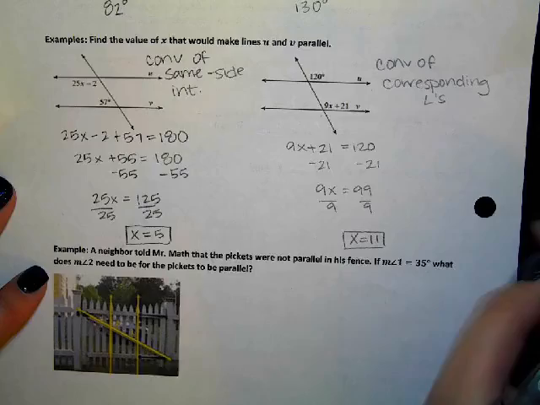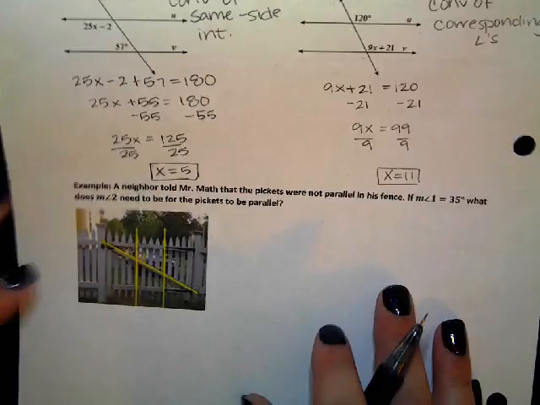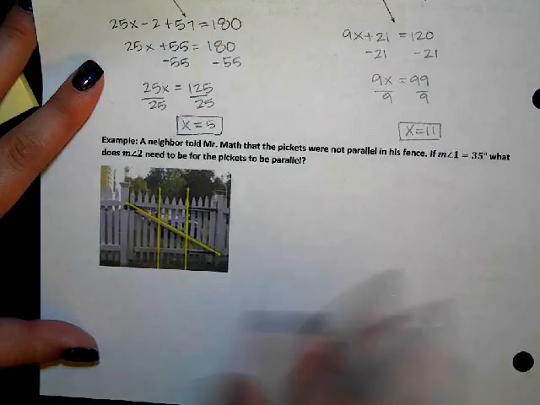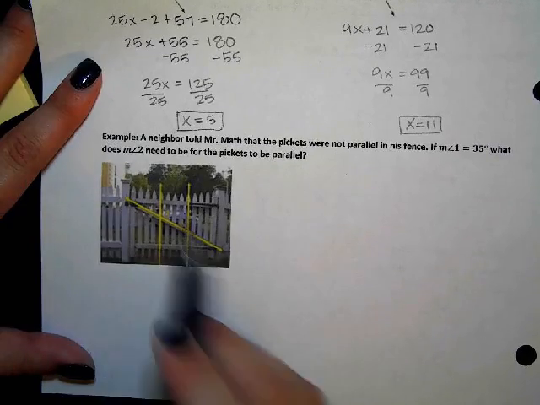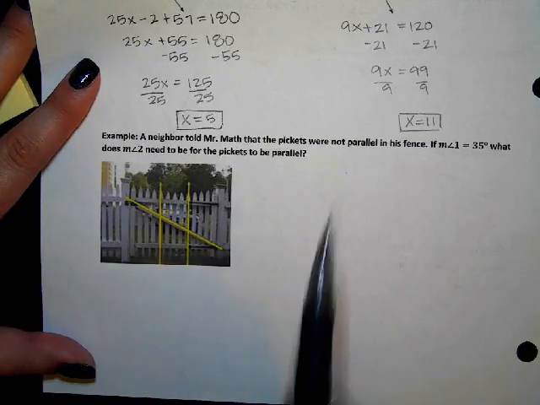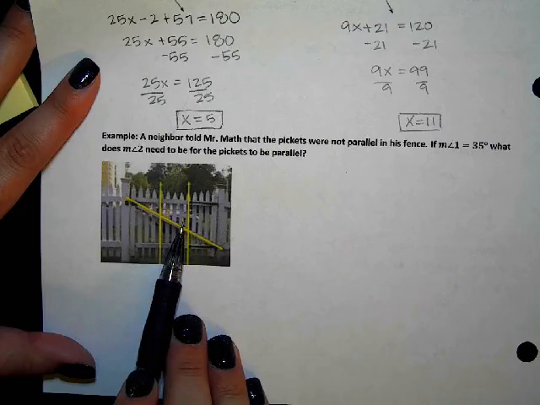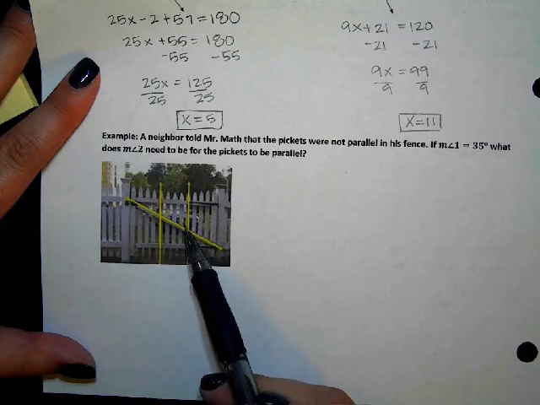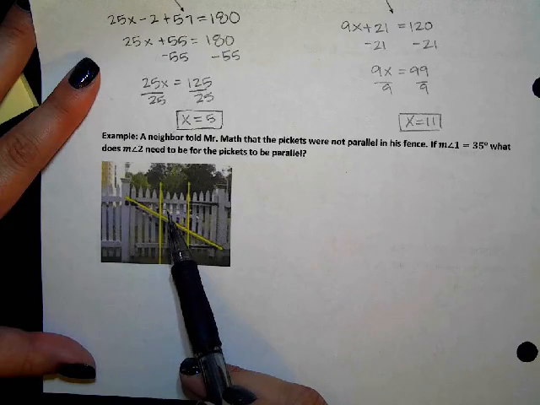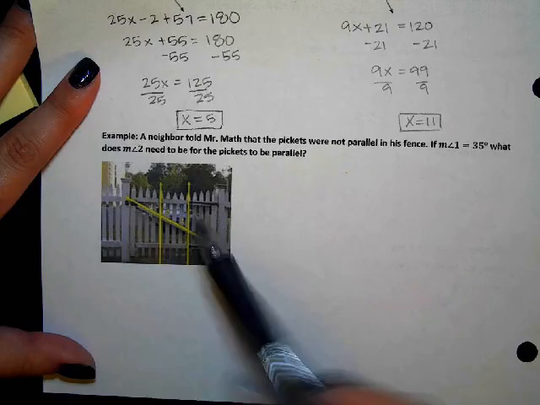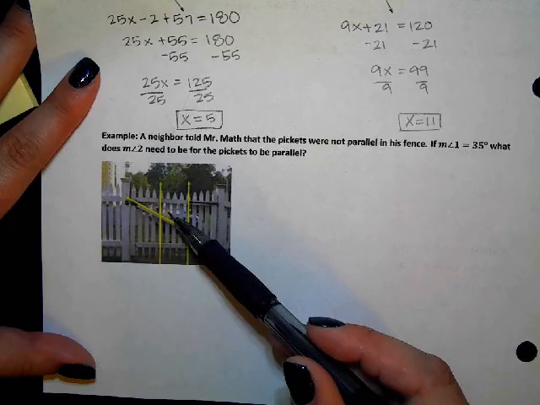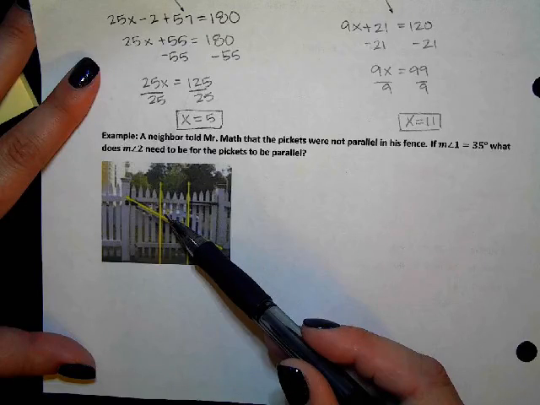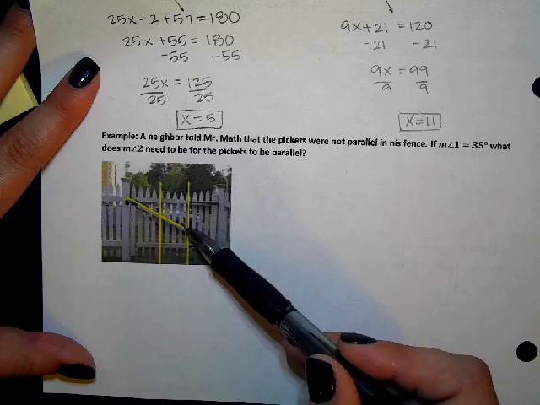All right, the last one. Now the picture on mine in color is barely visible, but on yours it's almost not at all. So here it talks about measure of angle 1, measure of angle 2. Angle 1 is this right here. So if you want to label it on yours, angle 1 is right here, and angle 2 is right here. Angle 1 is this one on top, and angle 2 is this bigger angle right here. On yours, they're just really not visible.